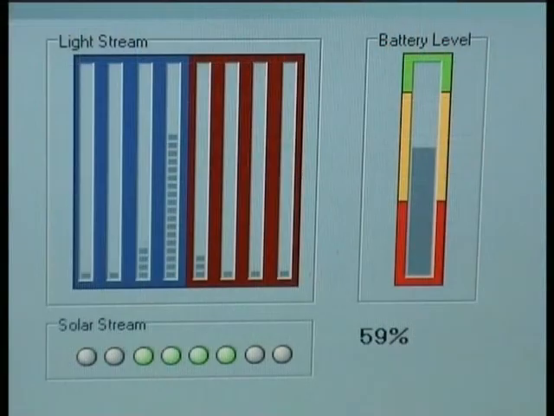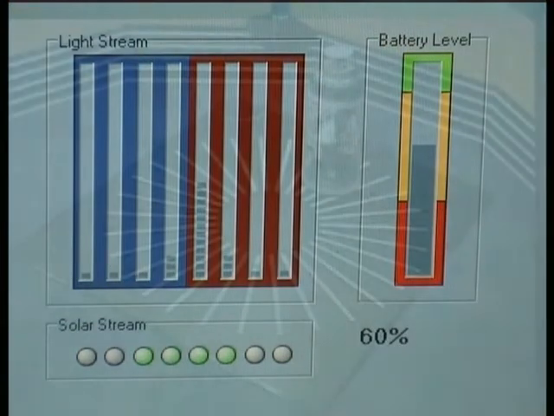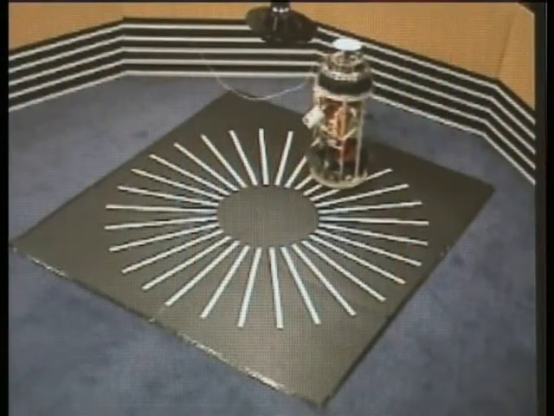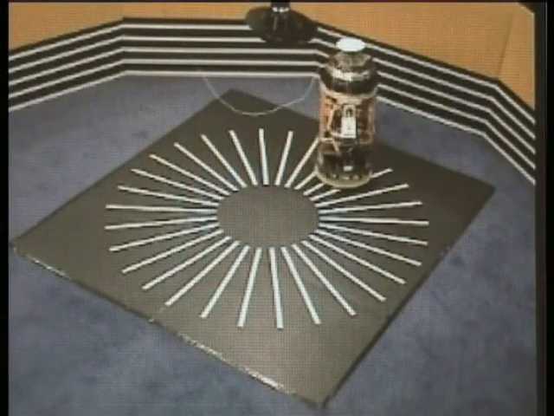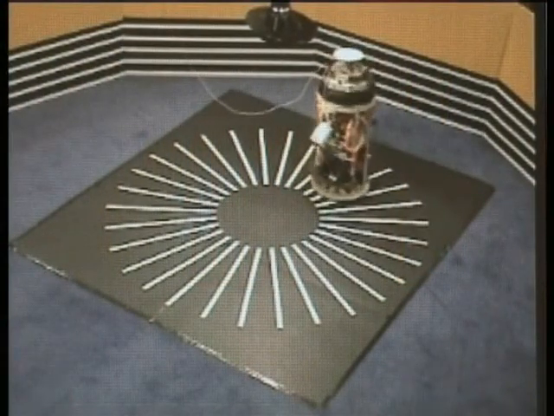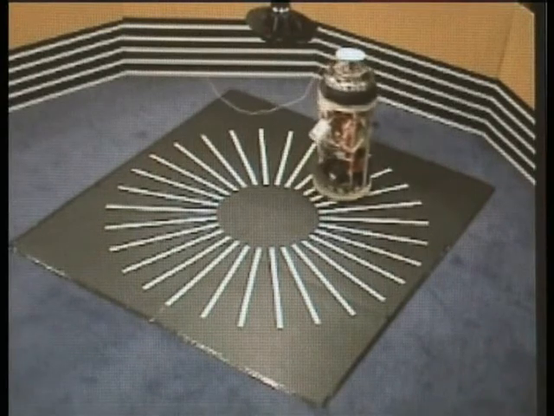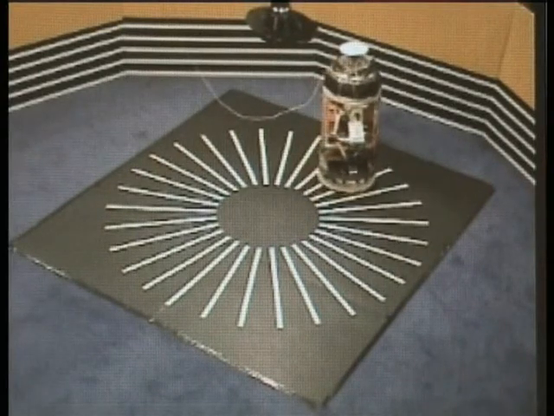On PC2 we see the battery level charging from 58% to 61%. When the battery reaches 60%, Theo leaves the light zone.